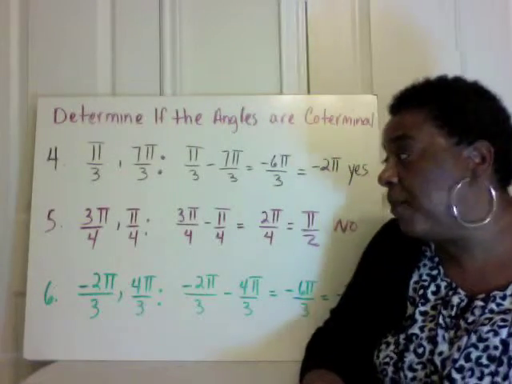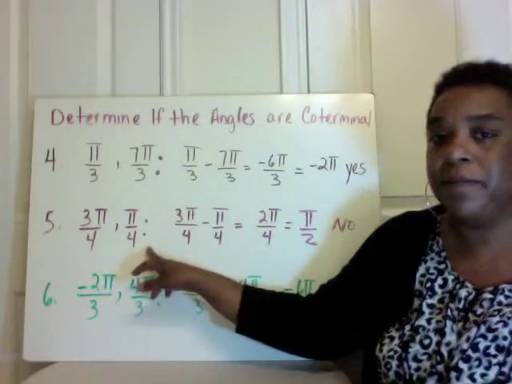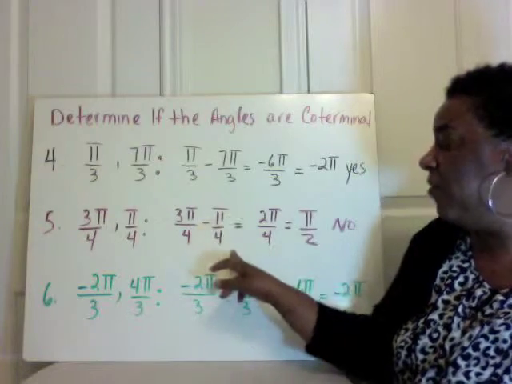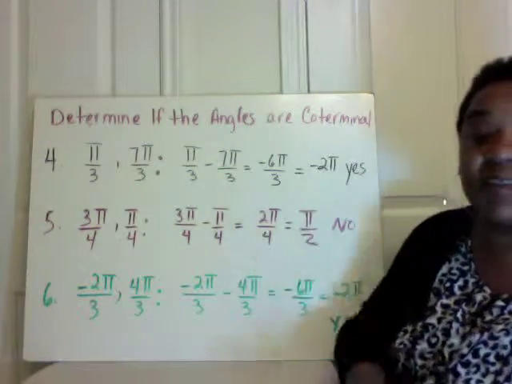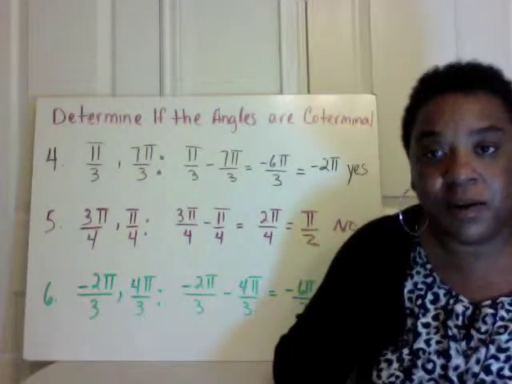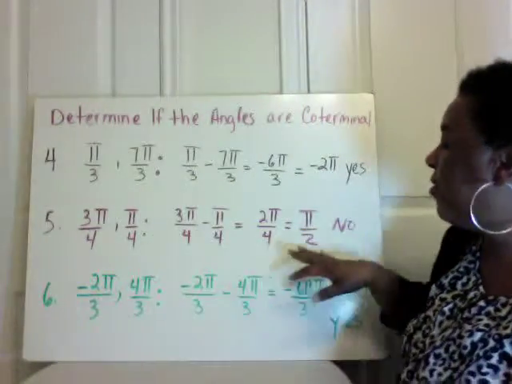In the next example, we have 3 pi over 4 and pi over 4. So 3 pi over 4 minus pi over 4 equals 2 pi over 4, which simplifies to pi halves. Pi halves is not a multiple of 2 pi, and so these two angles are not coterminal.